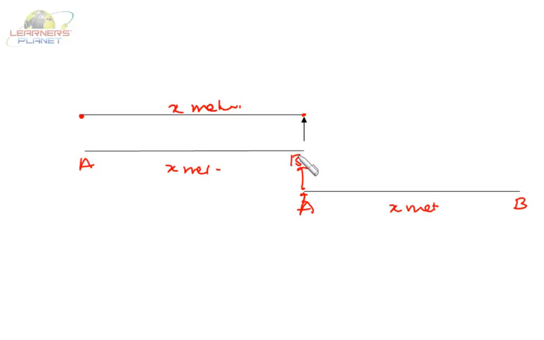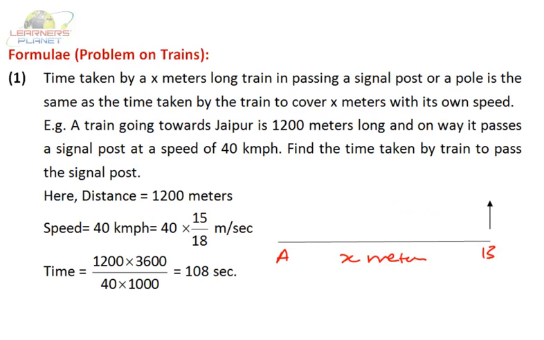So as we talked, while we solve the questions of trains, the length of the train is a significant part. I hope you are getting the concept. Let's take one example for it. Suppose a train going towards Jaipur is 1200 meters long, and on the way it passes a signal post at a speed of 40 km per hour. Find the time taken by the train to pass the signal post.